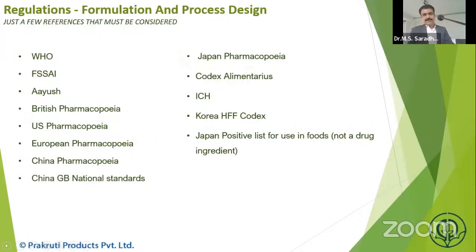The few regulations in the process of developing a product or taking it to market are the ones like the World Health Organization's, FSSAI in India, and Ayush. There are British Pharmacopoeia, US Pharmacopoeia, European Pharmacopoeia, China GB National Standards, Japan Pharmacopoeia, Codex, ICH, Korea HFF, Codex, Japan. There are many more, just a few I have mentioned. These are the regulations our food and nutraceuticals come under.